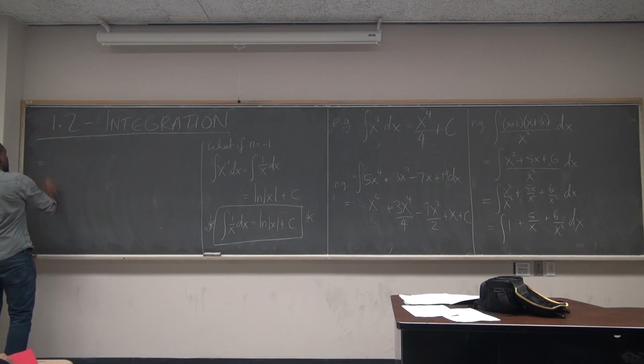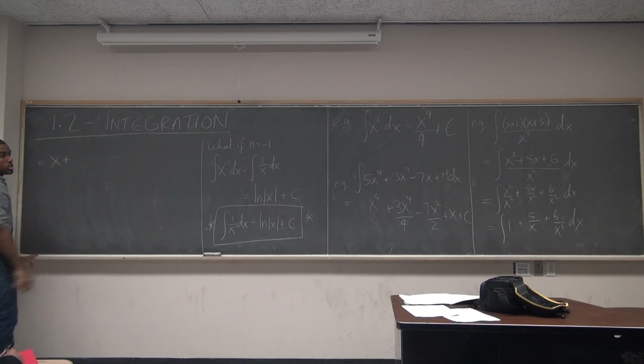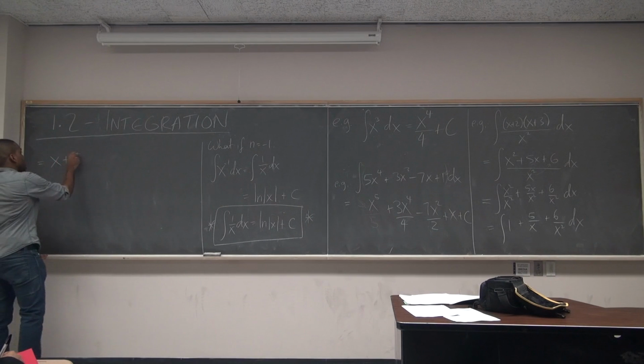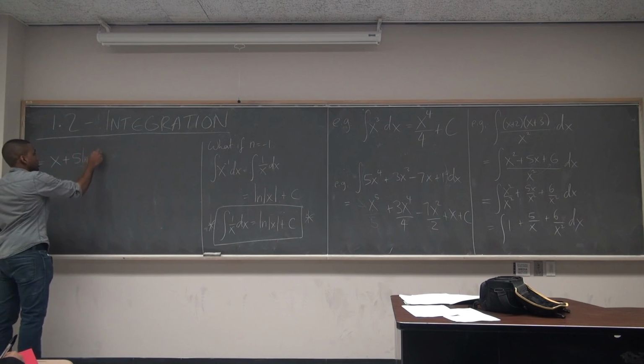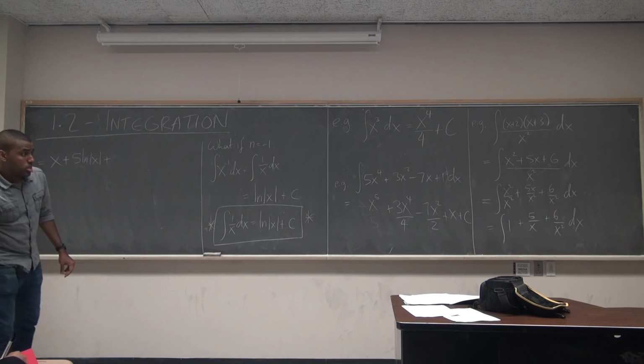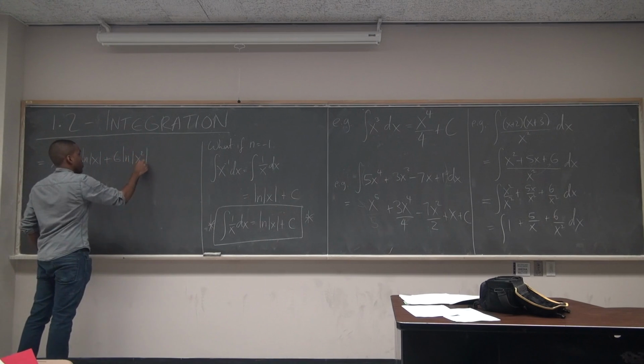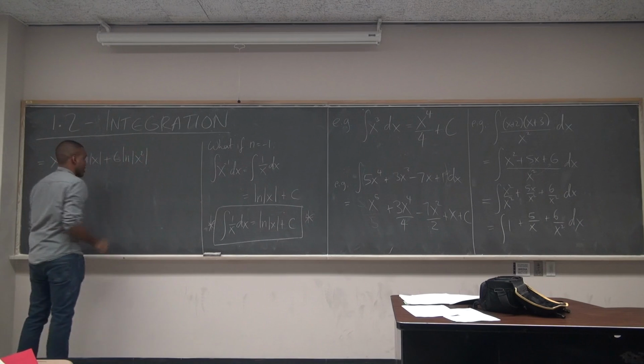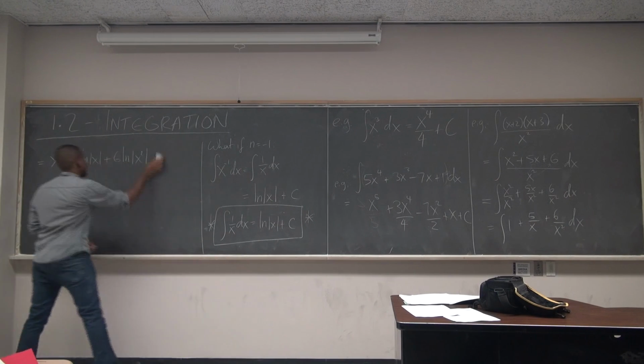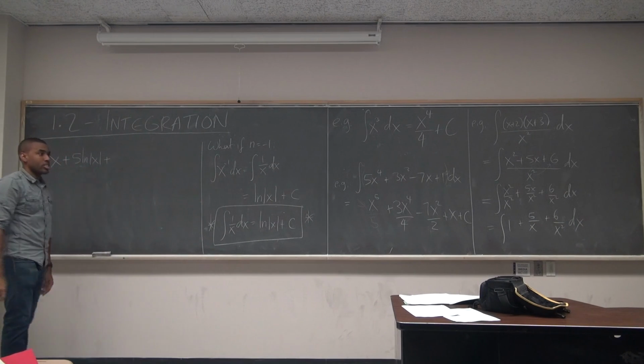Okay, let's start integrating these guys. Integral of 1, x plus integral of 5 over x, 5 ln x. Then the integral of 6 over x squared. Oh, that's just 6 ln x squared, right? No. No. Because you get a 0 for doing that. Good. Okay, how do I actually integrate 6 over x squared?